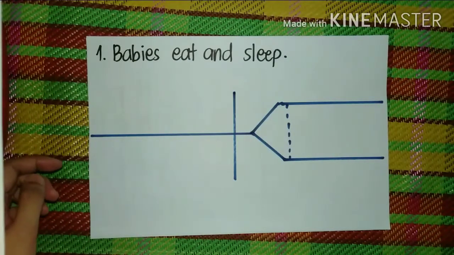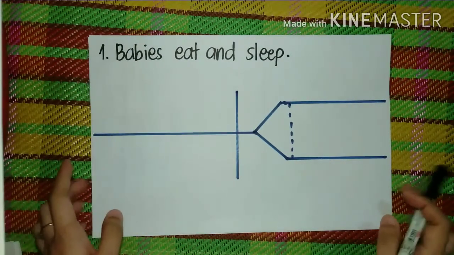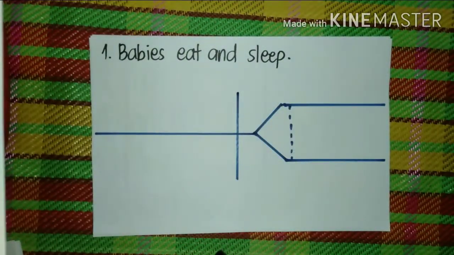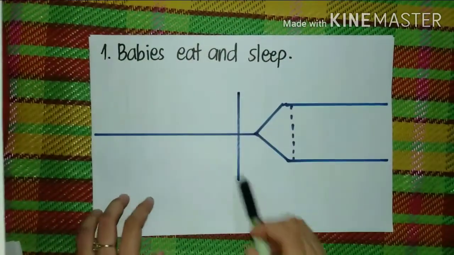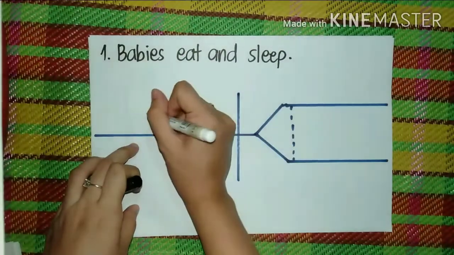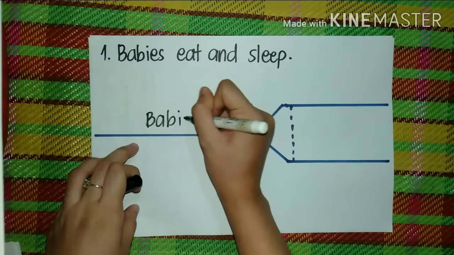So let's try to have this example for compound predicate. Number 1, babies eat and sleep. So as what I've said earlier, compound predicate is composed of two predicates and only one subject. So let's try to identify first the subject in this sentence. So since this sentence talks about the babies, babies will be our subject. So let's write babies here.